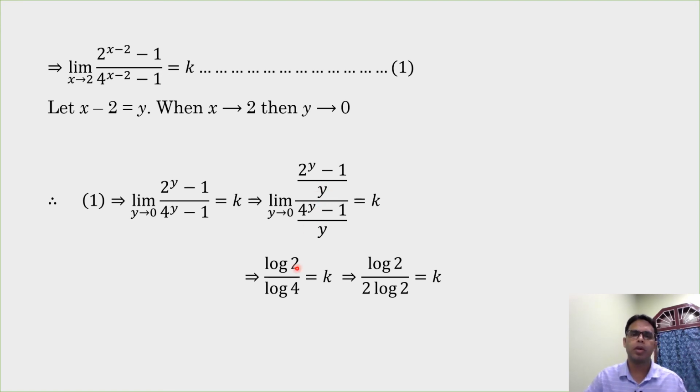So we write that line: log of 2 divided by log of 4 equals k. Log 4 is nothing but log 2 square, so 2 will come in front of the log. So 2 log 2, and this log 2 is cancelled. So k will be equal to half. Very simple, k is equal to half. This is the solution of the problem.